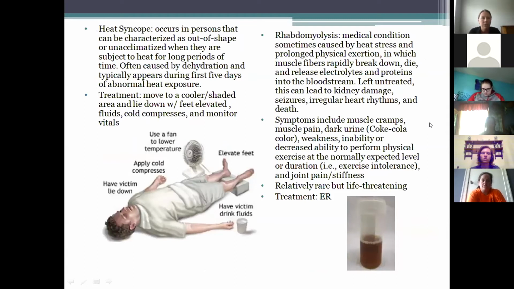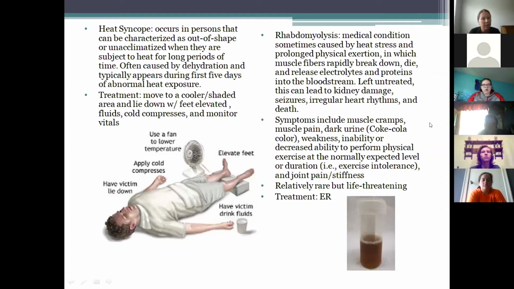Now, these last two types of heat illness are a little more severe than the last slide. They include heat syncope and rhabdomyolysis. Heat syncope simply means fainting, okay? And that occurs in persons that can be characterized as out of shape or unacclimatized when they are subjected to heat for long periods of time. It's often caused by dehydration and typically appears in those first few days of abnormal heat exposure.